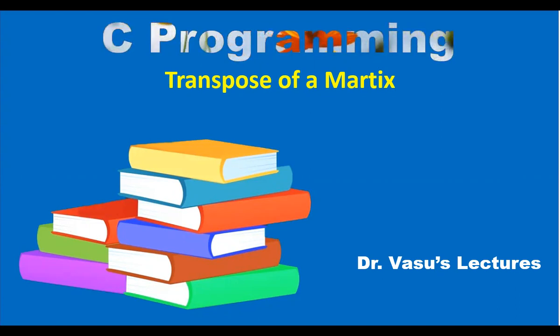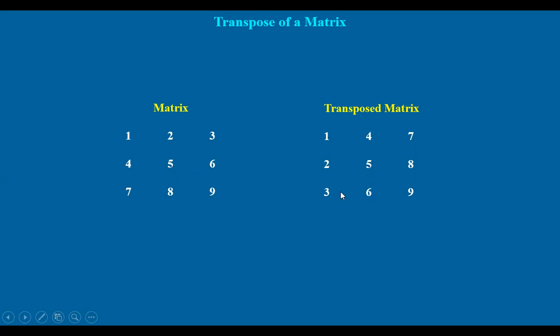Now let us see what the transpose is. Transpose of a matrix. Let's take a 3 by 3 matrix. It has 3 rows and 3 columns. The transpose of this matrix is here. That is 1, 2, 3. First row elements have become first column elements 1, 2, 3. Second row elements 4, 5, 6 have become second column elements 4, 5, 6.